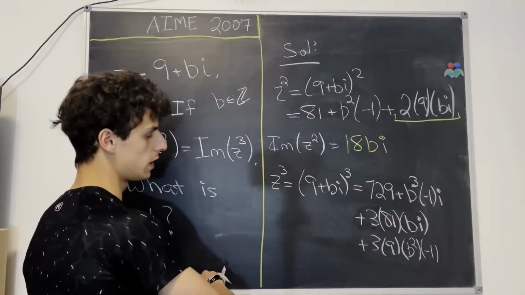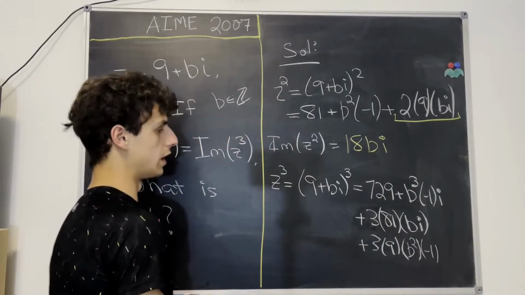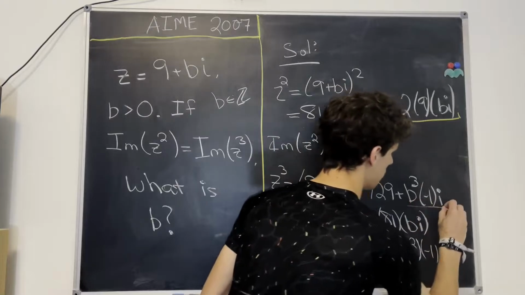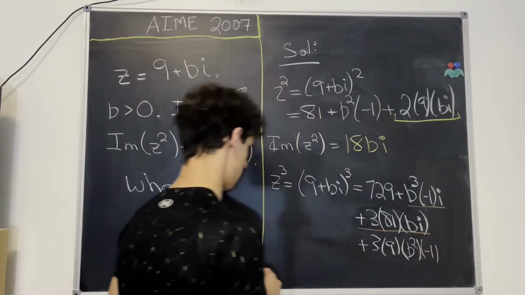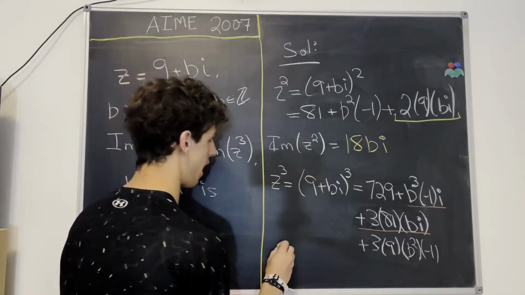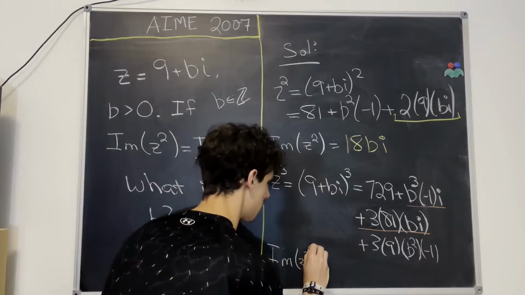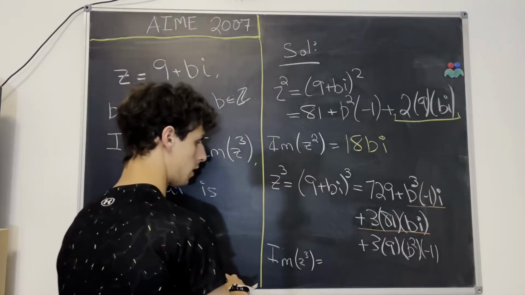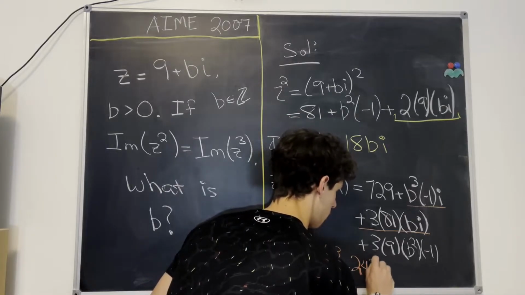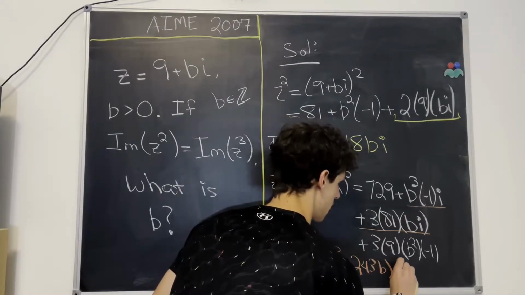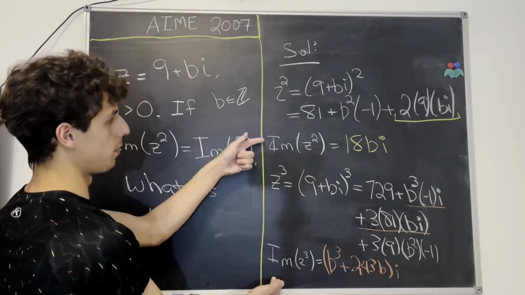But now we don't need to worry about this part or the 729, we only need to worry about b cubed times -1 times i and 3 times 81 times bi. So I'll go ahead and make a note of that: the imaginary part of z cubed is equal to negative b cubed plus 243b times i.